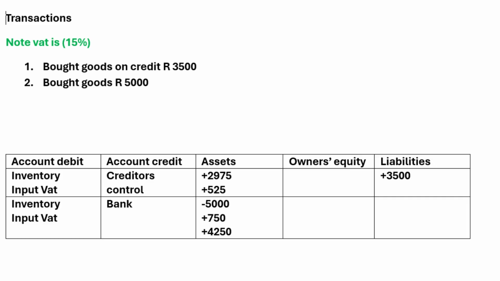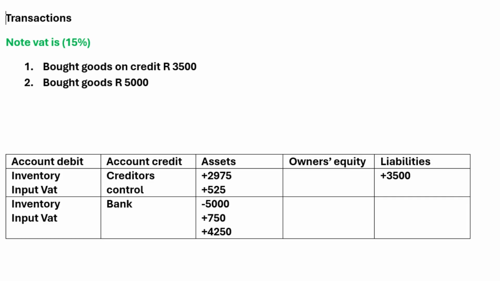And then we'll go on to the second transaction, which says that the business bought goods for 5,000. So like in the first transaction, make sure that we identify three accounts. So the three accounts affected in the transaction will be your inventory, because your inventory will increase, your bank account, because your bank will decrease as you're buying goods on cash, as well as your input VAT, because you are buying, as the business, you are buying goods.